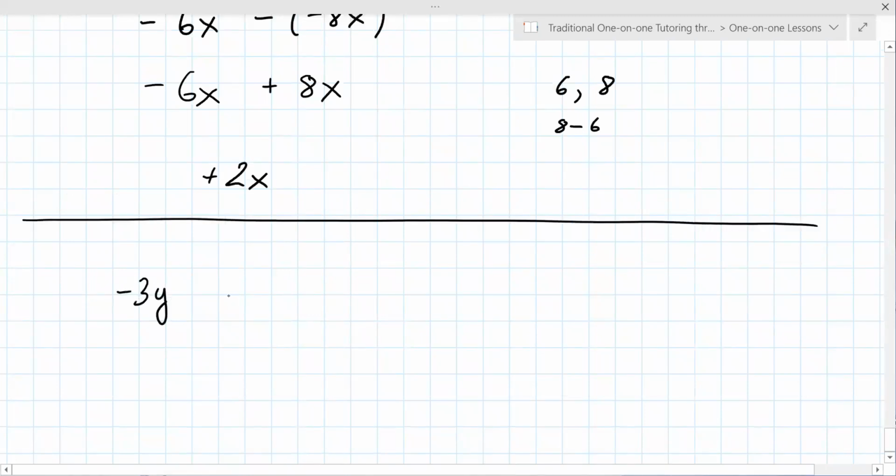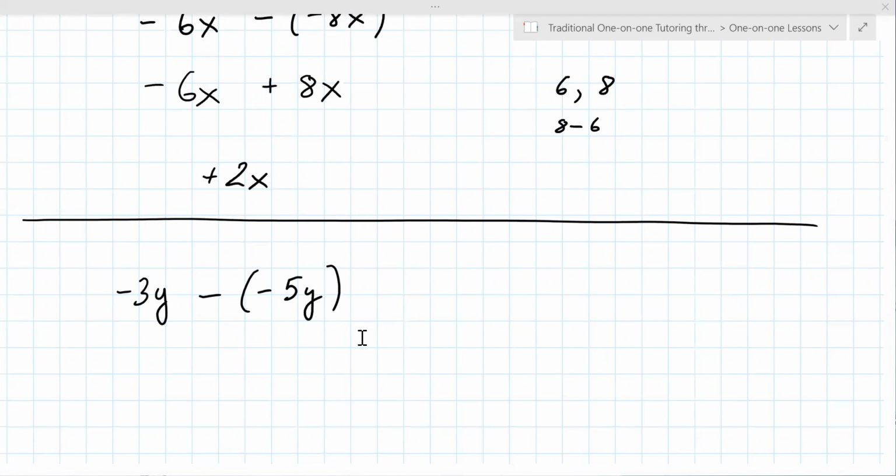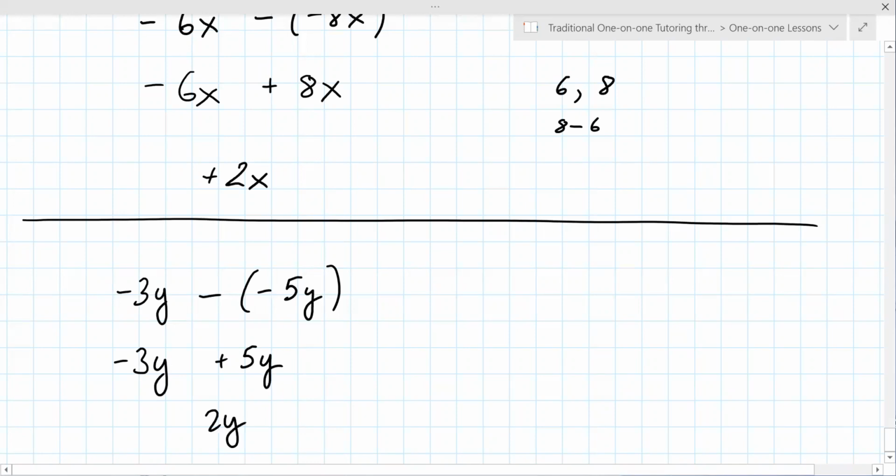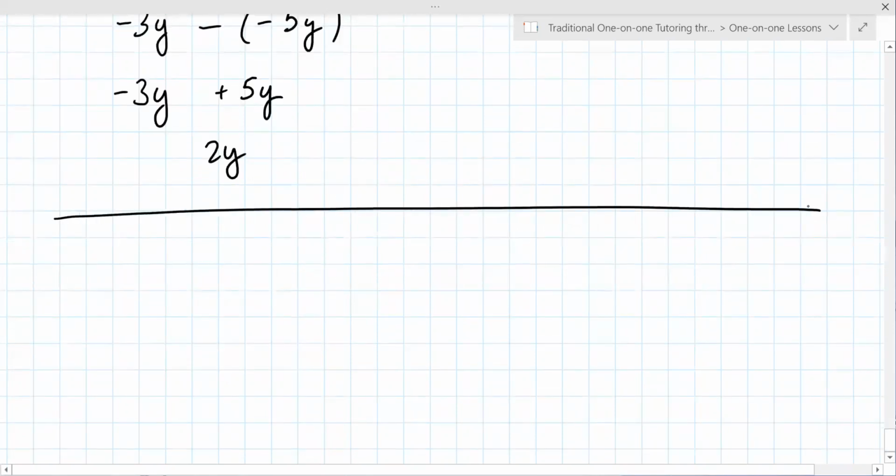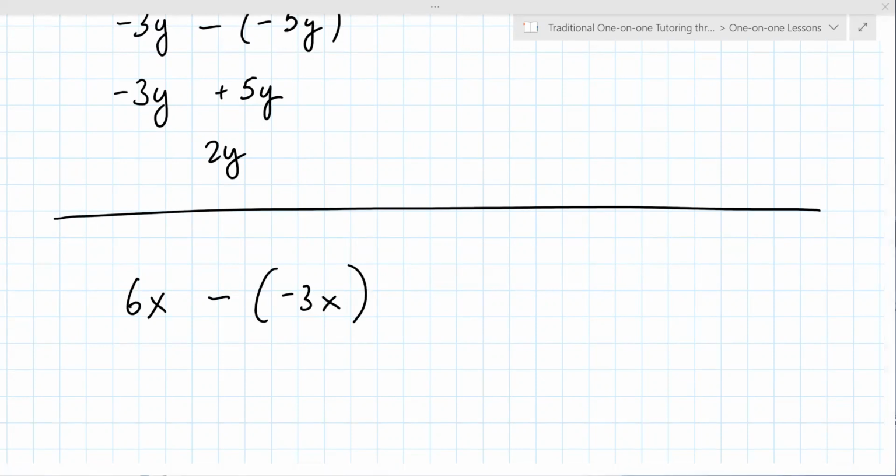Minus 3y minus a minus 5y. It becomes minus 3y plus 5y, which is 2y. So let's try another one here. Let's say it's 6x minus a minus 3x. What is that? It is 9x.